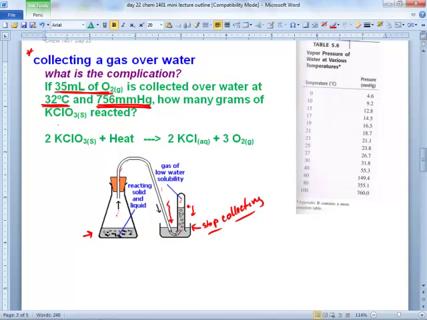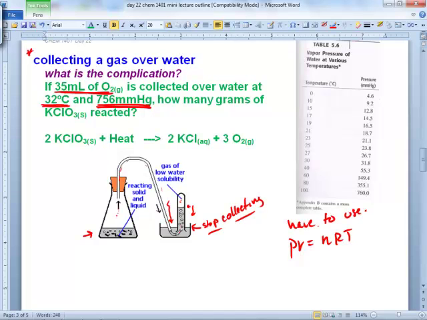Does anyone see how to solve this before I tell you? Whenever they give you volume, pressure, temperature, you know you're going to have to use PV equals nRT. So we're going to have to use PV equals nRT.